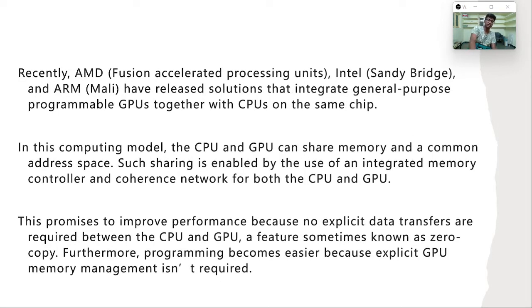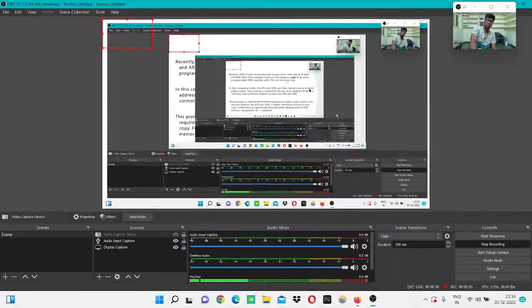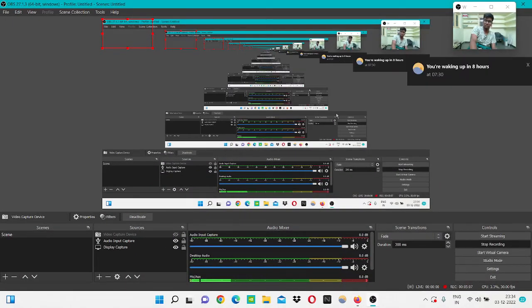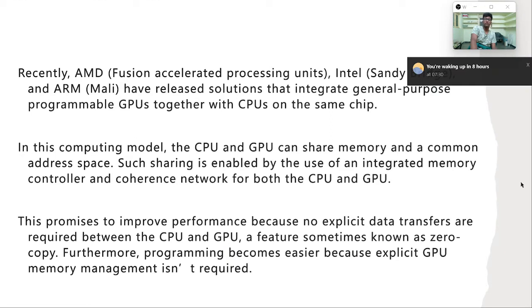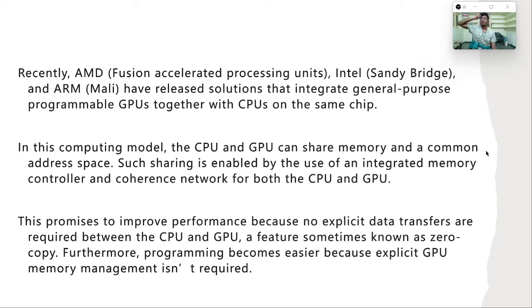Recently, AMD fused accelerated processing units. AMD, Intel, and ARM have released solutions that integrate general purpose programmable GPUs together with CPUs on the same chip. In this computing model, CPU and GPU can share memory and a common address space. Such sharing is enabled by the use of an integrated memory controller and coherence network for both CPU and GPU.